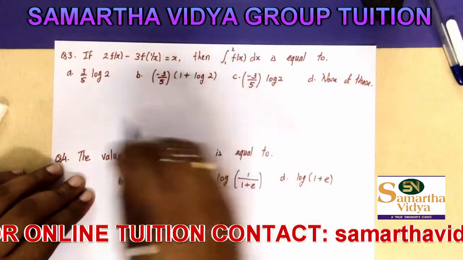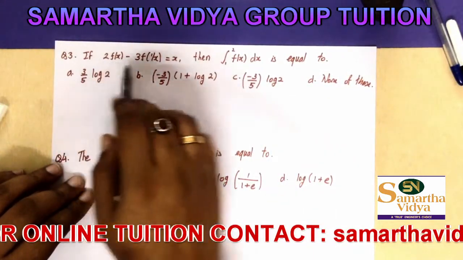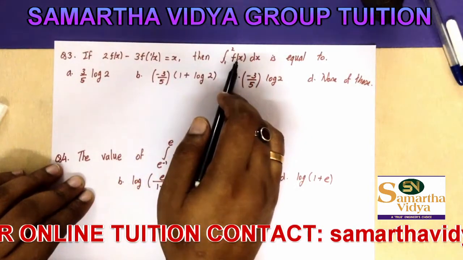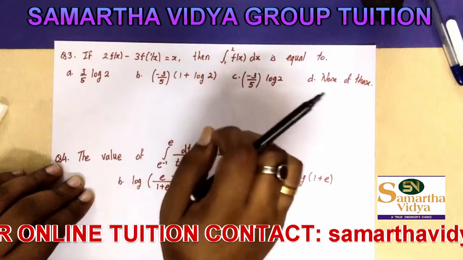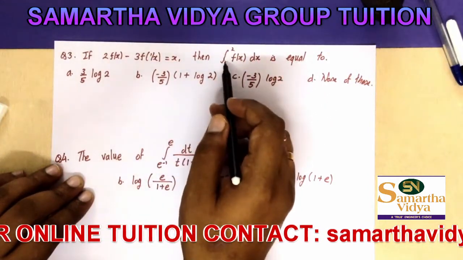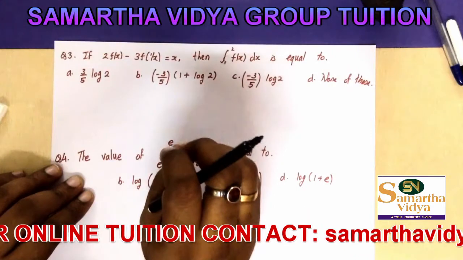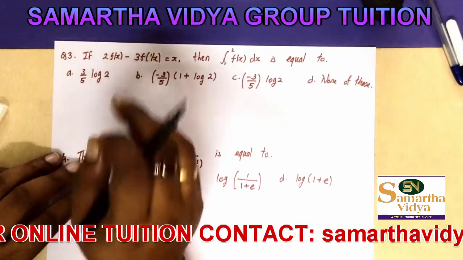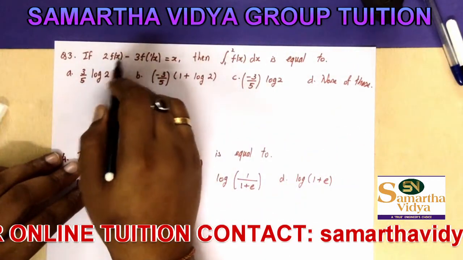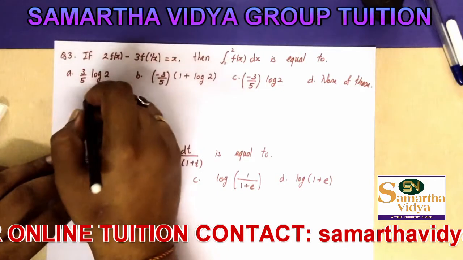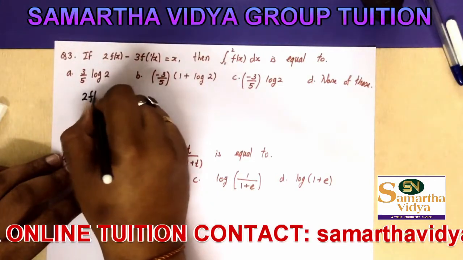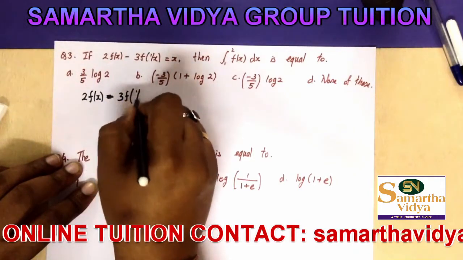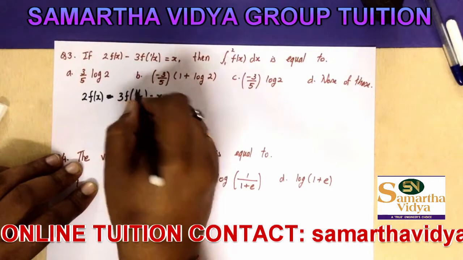Moving ahead to the third one, we have: if 2f of x minus 3f of 1 by x is equal to x, then I need to find the integration of the function f of x, which is unknown to us right now. So it's the integral from 1 to 2 of f of x dx which needs to be found. First of all, we need to find some way or the other to find f of x. Let's take the equation which is given: 2f of x minus 3f of 1 by x is equal to x.